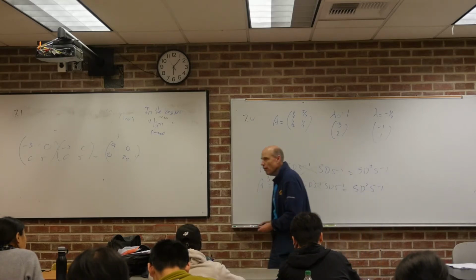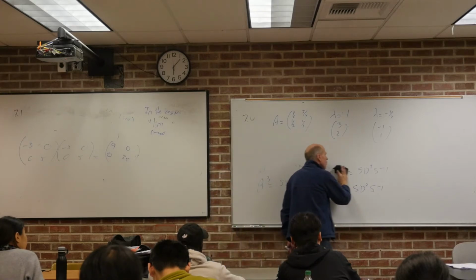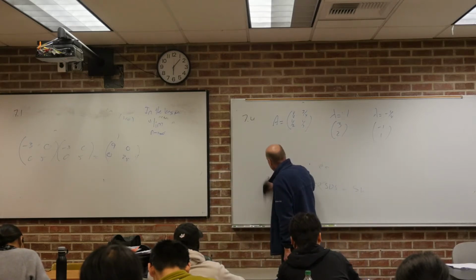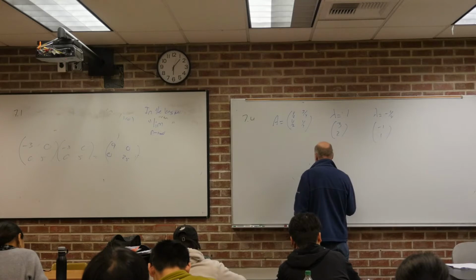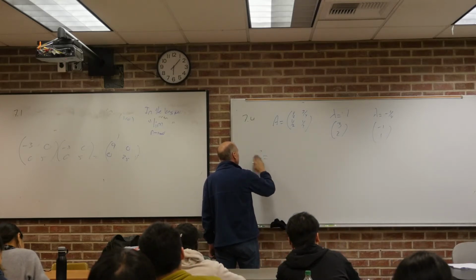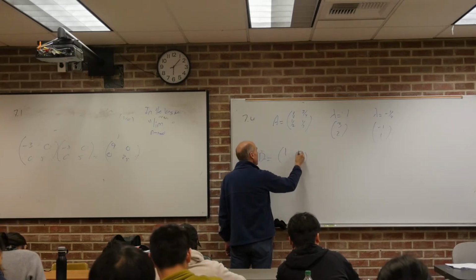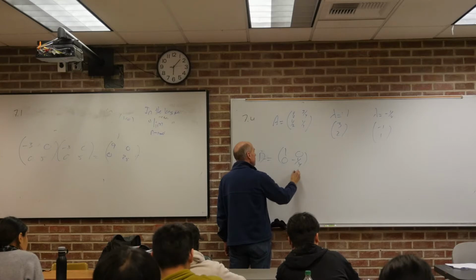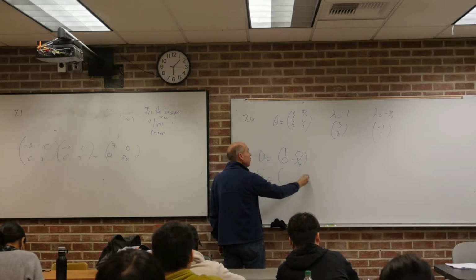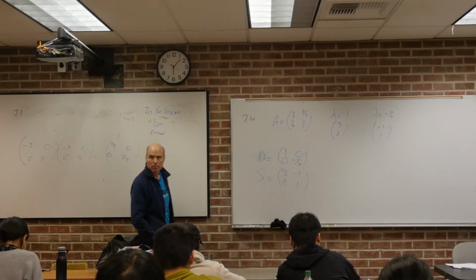So there's all the eigen stuff. Do you know how to use the eigen stuff to get the S and the D matrix? Good. That would be D first: 1, 0, 0, negative 1/4. And the S matrix: 2, 3, 1. Good.